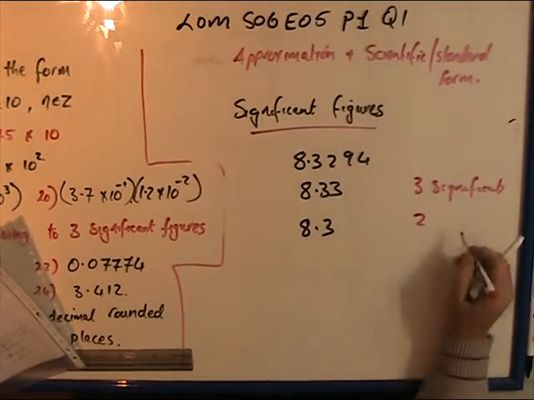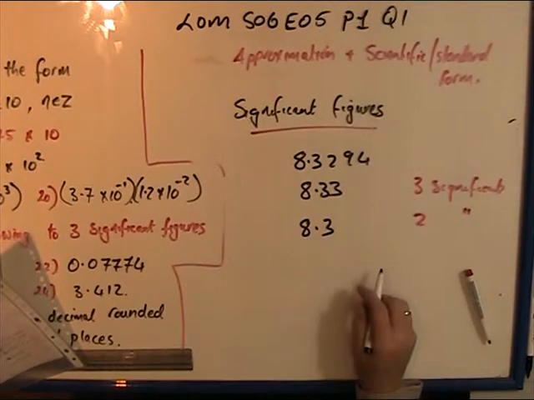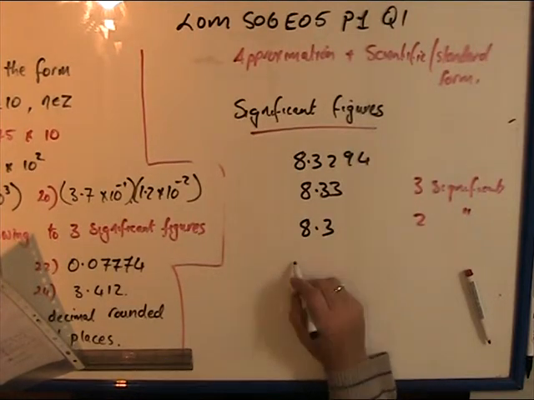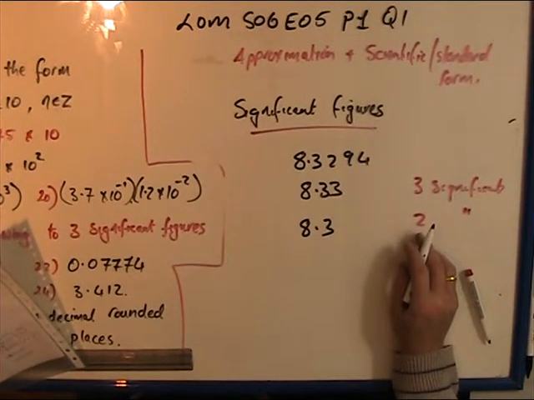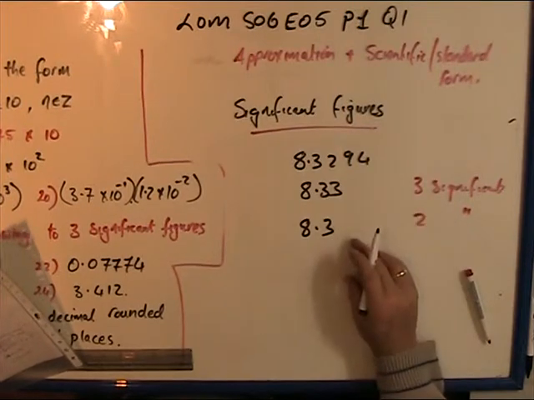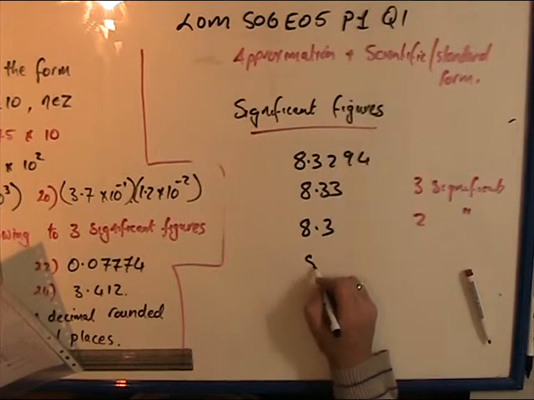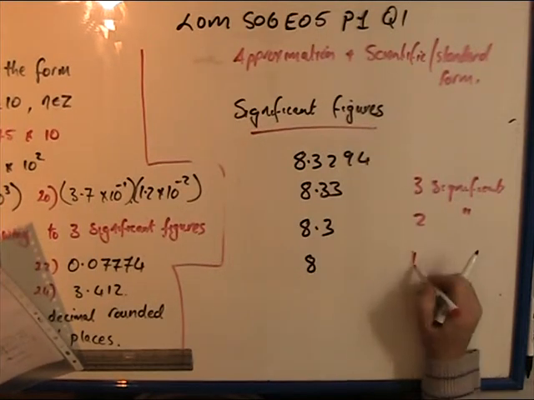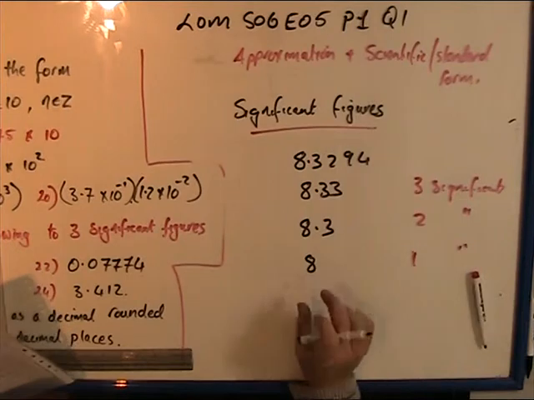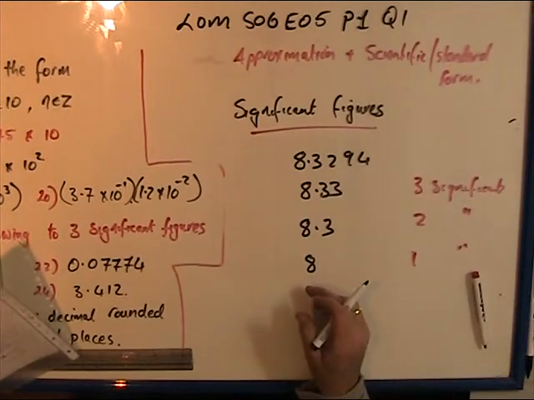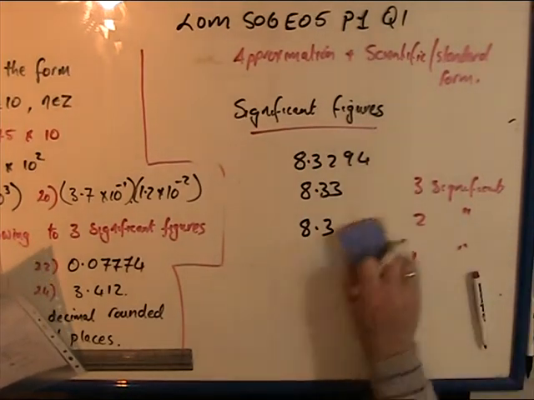8.3. That's 2 significant figures. And then that's 3, and this is 2 significant figures because we got 8.3, and then we got 8, which is up to 1 significant figure. Okay, so that's 1 significant figure, not decimal places here. Okay, let's have a look at another one.